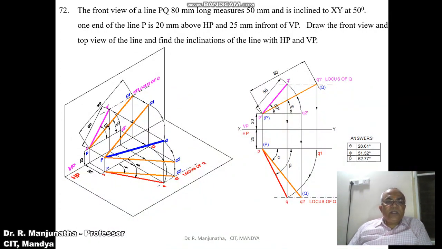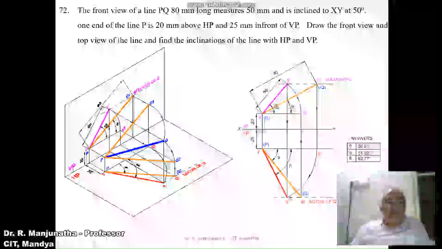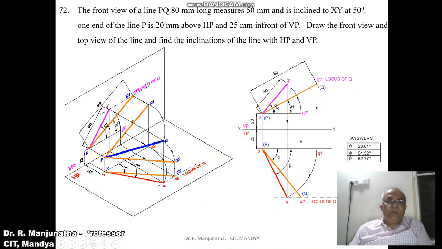Now we need to find the true length in the horizontal plane. To find it, with P as center, taking the radius of PQ, rotate that and make it parallel to HP. That means P is above HP by 20 mm and Q2 should also be above HP by 20 mm. So PQ2 is the line which is parallel to HP. When you look from the top view, you get the true length in the horizontal plane, which is PQ2.